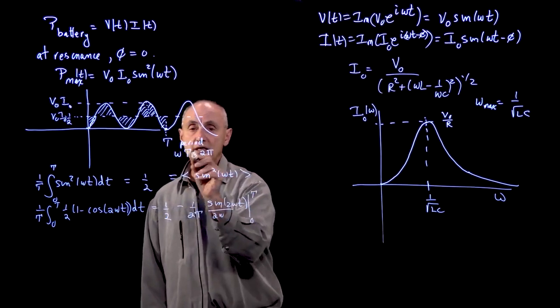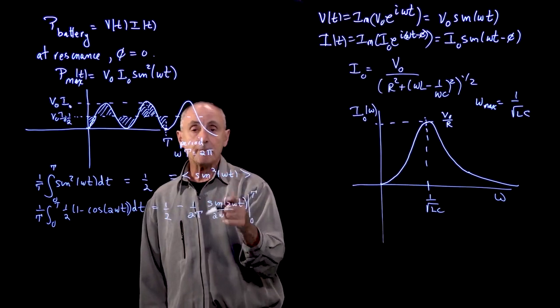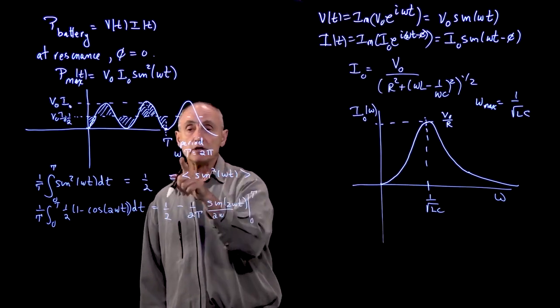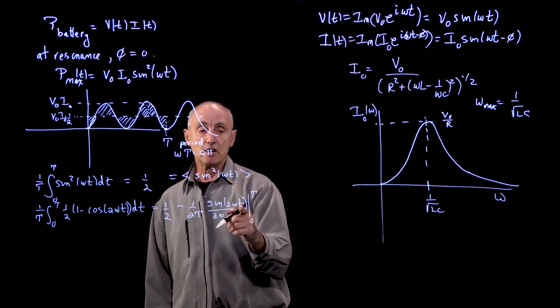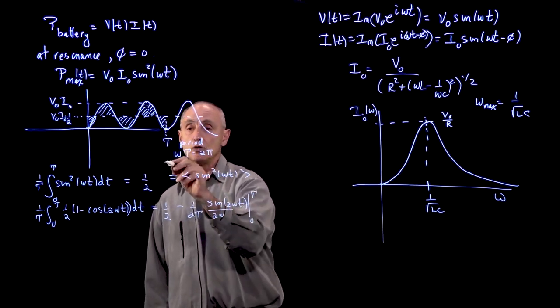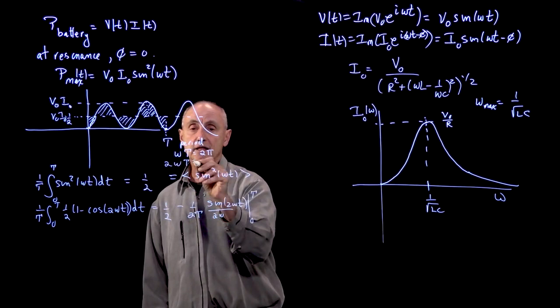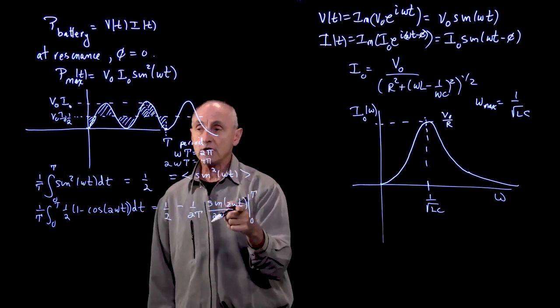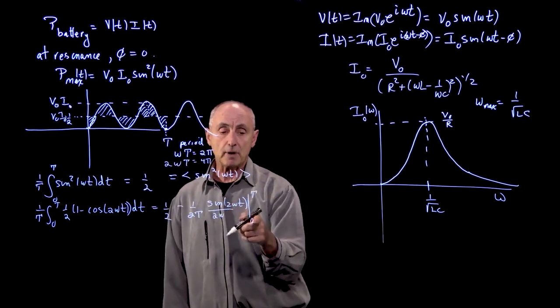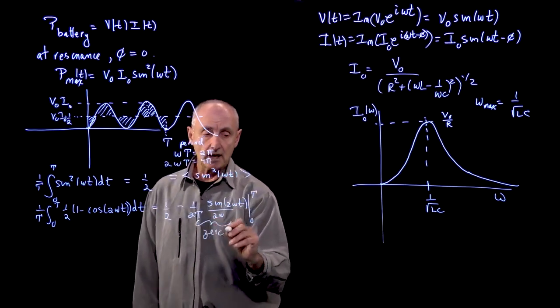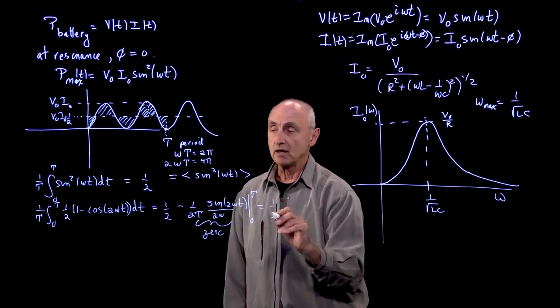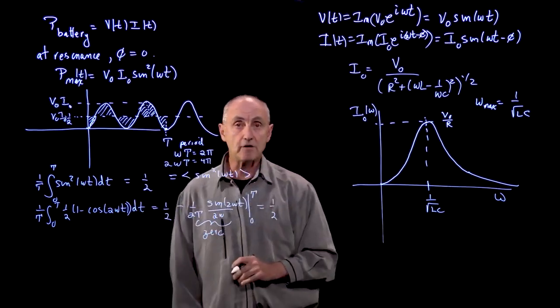But remember, omega T equals 2 pi. If we put in for our time, 2 omega T, that's equal to 4 pi. And sine of 4 pi is 0, minus sine of 0 is 0. So this term is actually 0. And that justifies what we said about our time average.